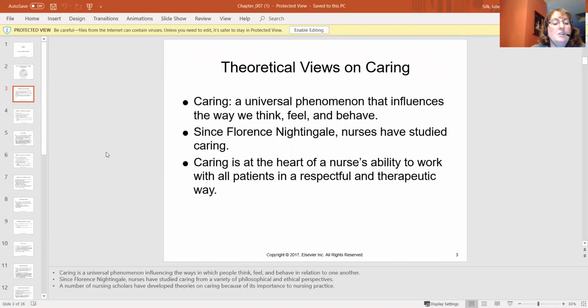So, caring is a universal phenomenon influencing the ways in which people think, feel, and behave in relationship to one another. Since Florence Nightingale, nurses have studied caring from a variety of philosophical and ethical perspectives. A number of nursing scholars have developed theories on caring because of its importance to nursing practice.